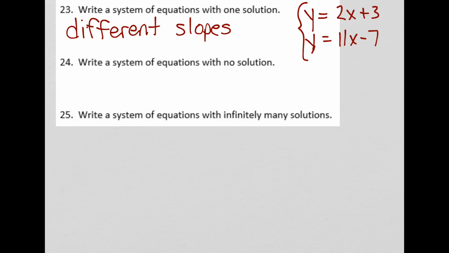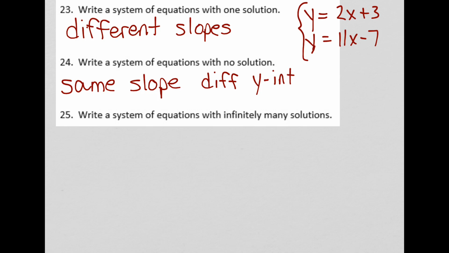Number 24, write a system of equations with no solution. No solution means that they are going to have the same slope, but they're parallel lines, and so they have to have different y-intercepts. Otherwise, it'd be the same line. So, same slope, different y-intercepts. All right, let's write that. Let's see, I want them to have a slope of 15. I know that's crazy, but it's super steep. Plus 1, and I'm going to say the other one is 15x minus 8. Okay, they have the same slope. They have different y-intercepts. You pick whatever slope you want, make it the same. Different y-intercepts, those are going to have no solution because they're parallel lines.